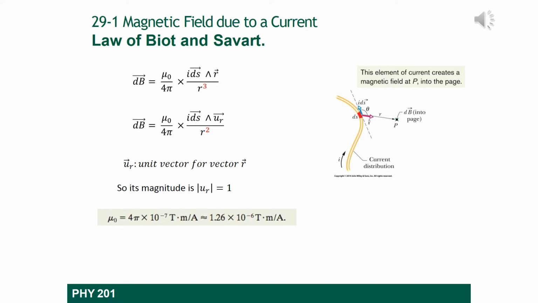Yes, correct. Now if you want to find the magnitude of dB, it becomes I ds times 1, because the unit vector has magnitude 1, times sine of the angle between ds and UR. And of course if you want to find the total B, you have to integrate dB. So for the field created by the whole wire, you have to integrate all the dBs, meaning all the ds.